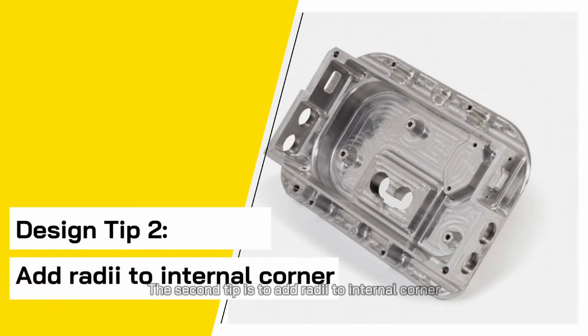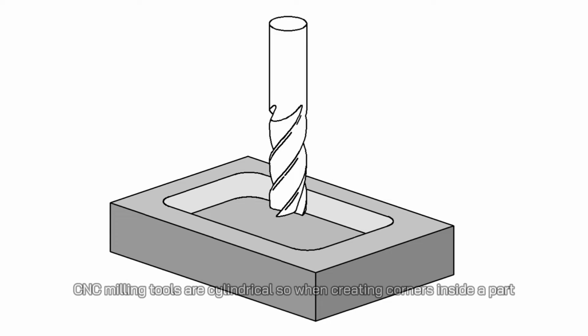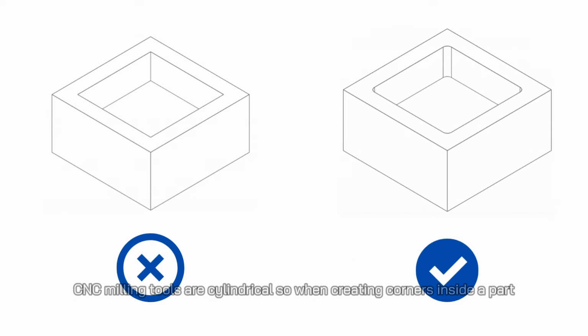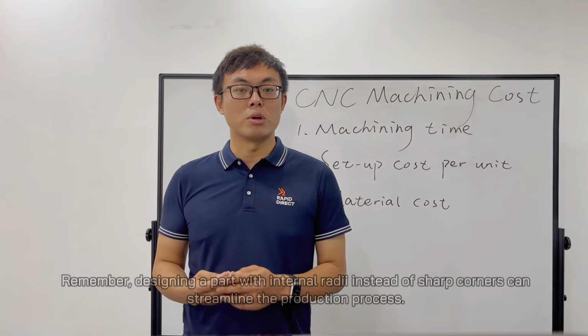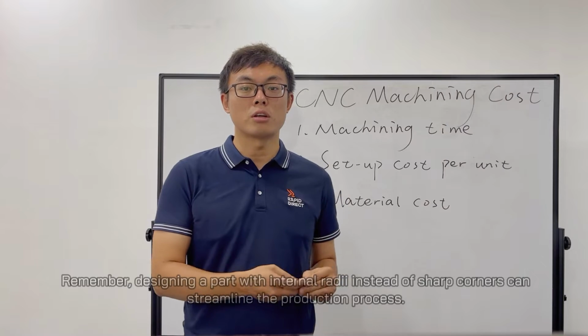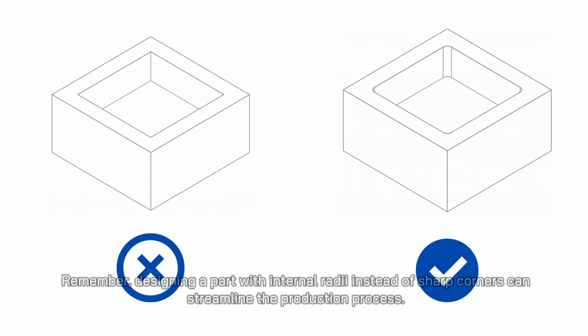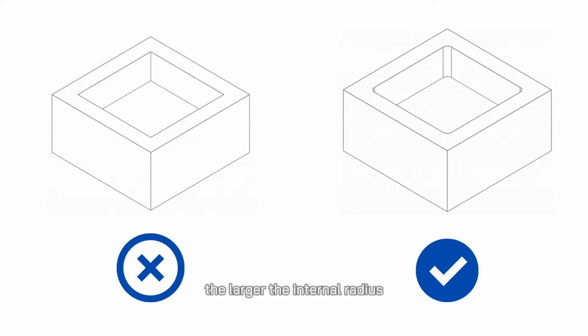The second tip is to add radii to internal corners. If you are an experienced engineer, you should know that machining sharp corners is impossible. CNC milling tools are cylindrical, so when creating corners inside the part, it naturally has a curve or radius. Remember, designing a part with internal radii instead of sharp corners can streamline the production process. Additionally, the larger the internal radius, the more milling tools can be used and the faster the machining time.